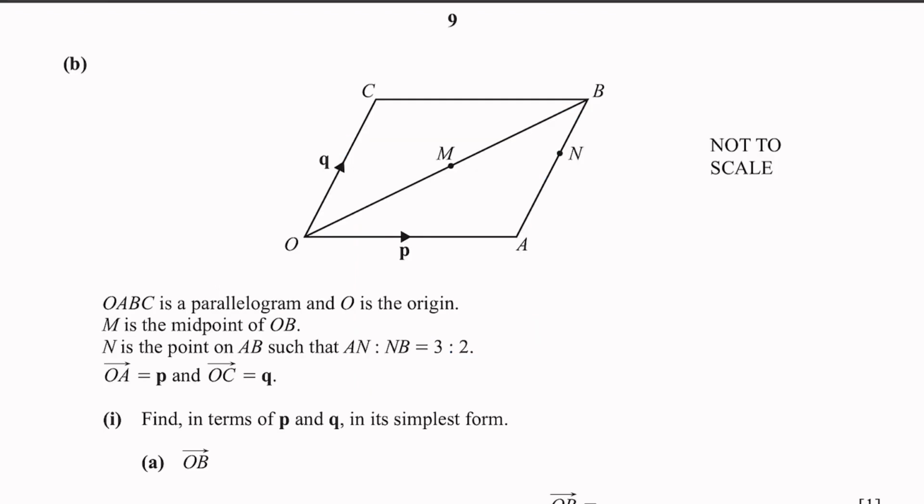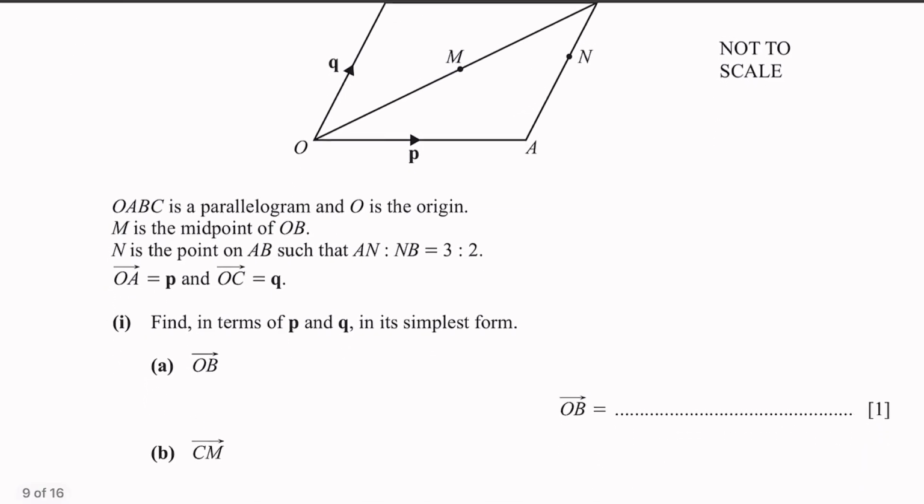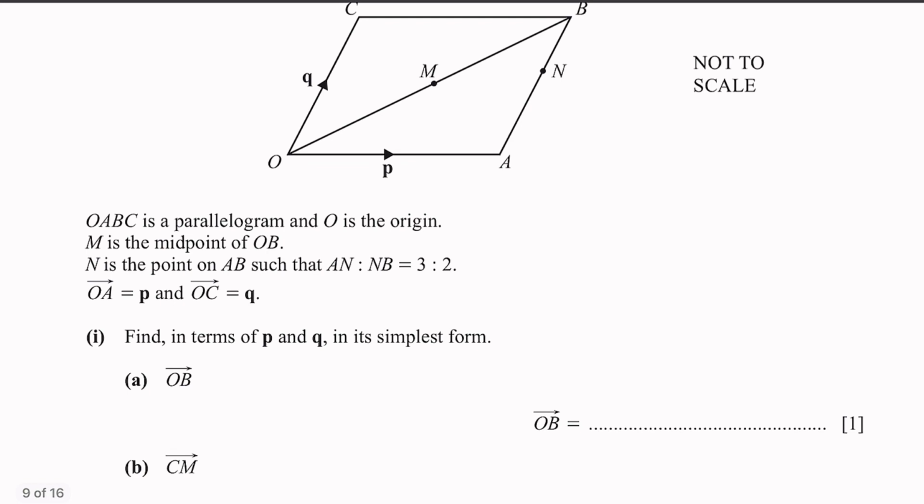OABC is a parallelogram, and O is the origin. M is the midpoint of OB. N is the point on AB such that AN to NB is equal to 3 to 2. OA is equal to P and OC is equal to Q. Find MN in terms of P and Q in its simplest form.